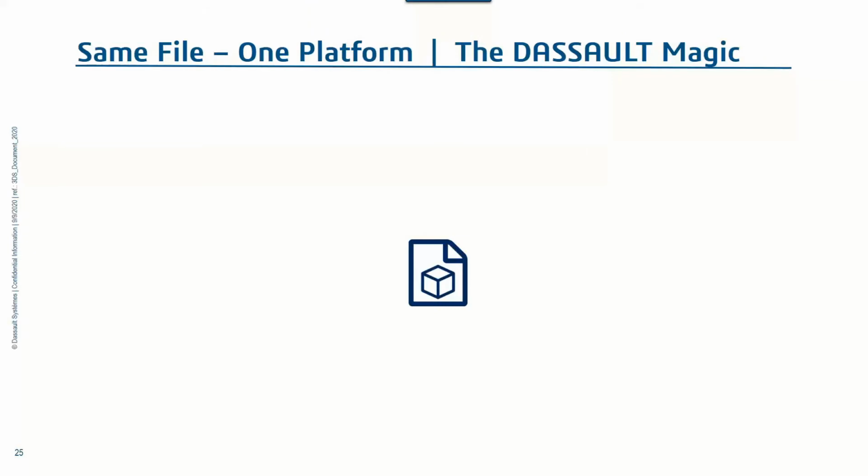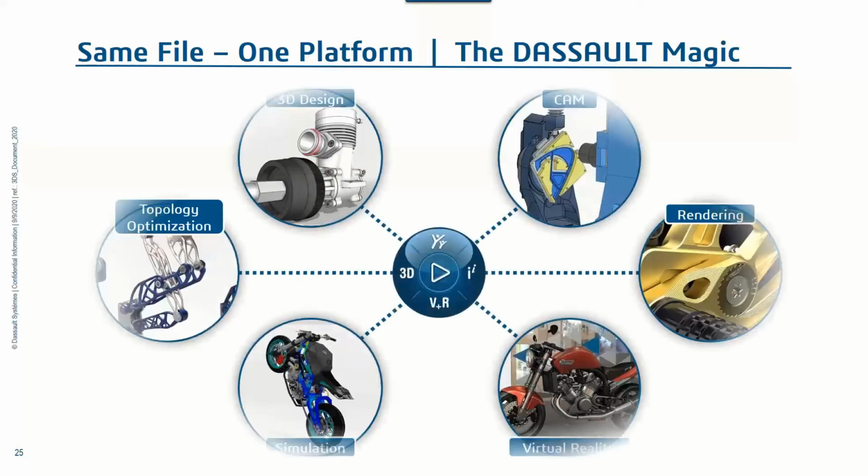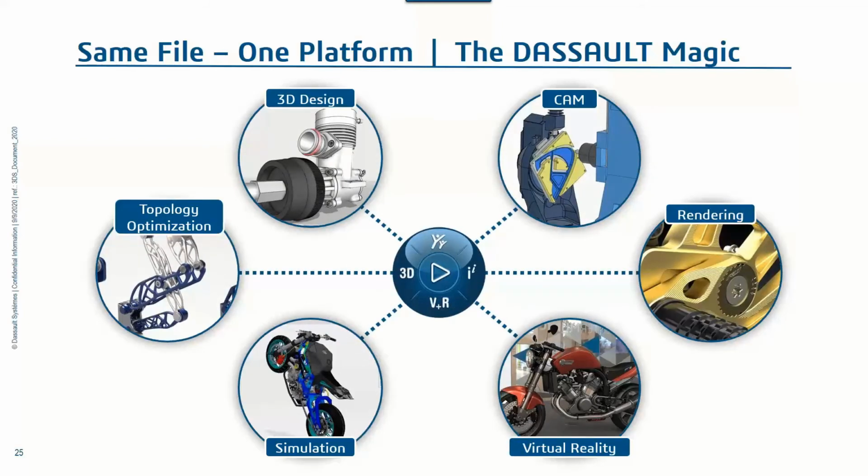Now I think this slide is pretty important to understand the overall value that the platform brings. Now if you remember, I started off towards the beginning of the webinar showing that all of these tools are connected within the platform. So you've got your social media style messaging, cloud storage, 3D CAD, all that within the platform. But the beauty of it is it's all the same file. So for example, with one file, I can have my 3D design, topology optimization, simulation, virtual reality, rendering, CAM, and so much more throughout the design process, and it's all the same file.